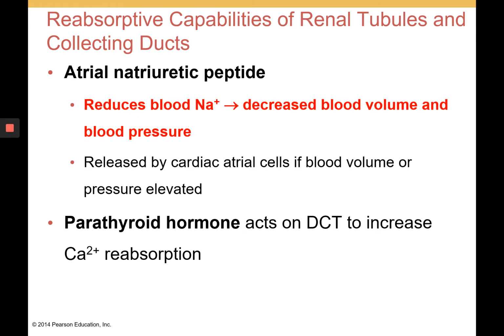Atrial natriuretic peptide is an antagonist to aldosterone, so it does the opposite of aldosterone. It's going to reduce sodium reabsorption, therefore reduce water reabsorption. It'll decrease blood pressure, and it's going to also affect blood volume. It's released by cardiac atrial cells if blood volume or pressure are elevated. And then last but not least, the parathyroid hormone acts on the distal convoluted tubule to increase calcium reabsorption.